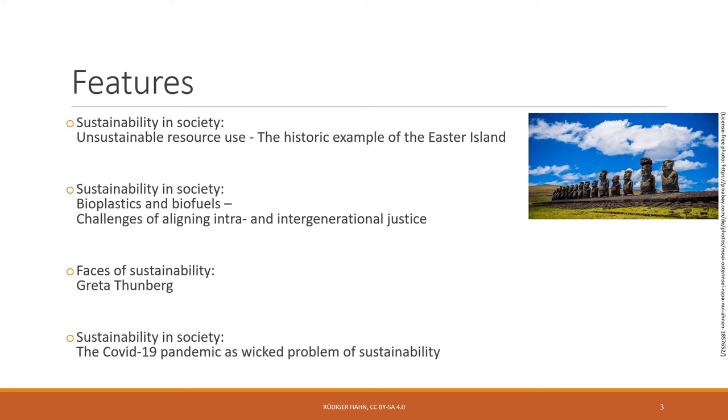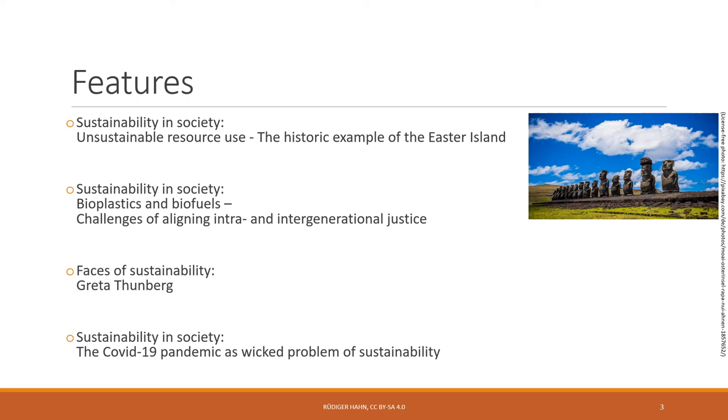In this chapter, there will be a couple of features that we will have in some other chapters as well. First, we have a feature on sustainability in society about the unsustainable resource use, giving the historic example of the Easter Island. So having a look how resource use can actually negatively influence intergenerational justice, and we have an interesting example there.